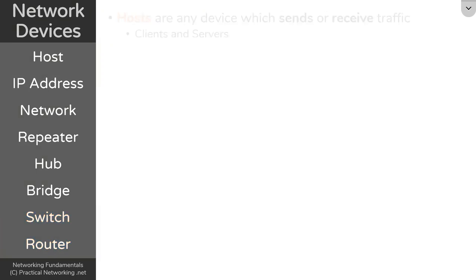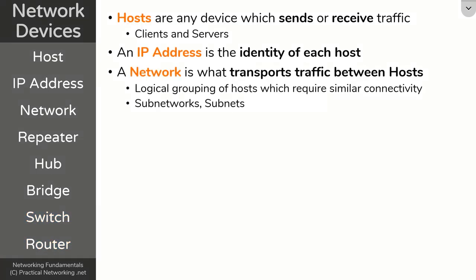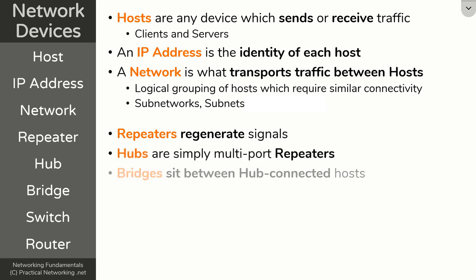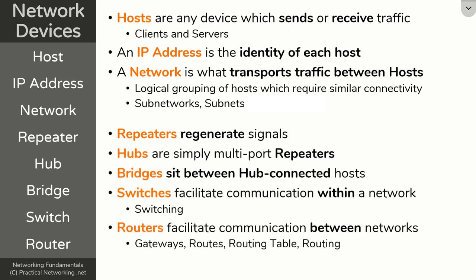In part 1 of this lesson, we unpacked hosts, IP addresses, and networks. And in part 2, we continued that discussion by illustrating repeaters, hubs, bridges, switches, and routers. In the next lesson, we're going to give you a practical perspective on the OSI model. This will lay the foundation to understand what all of these devices do to enable data flowing through the internet. But that wraps up this lesson. Your main takeaways are on the slide right now.